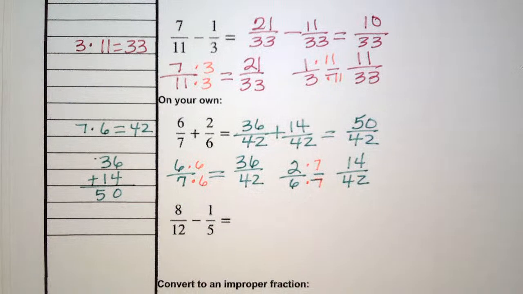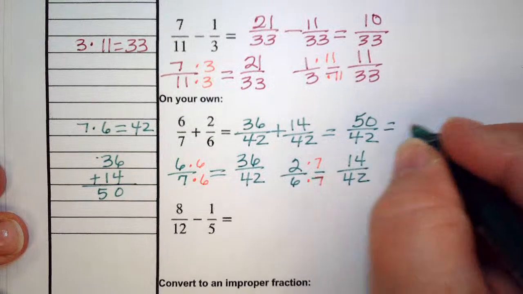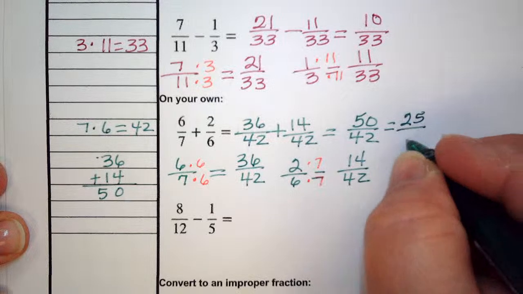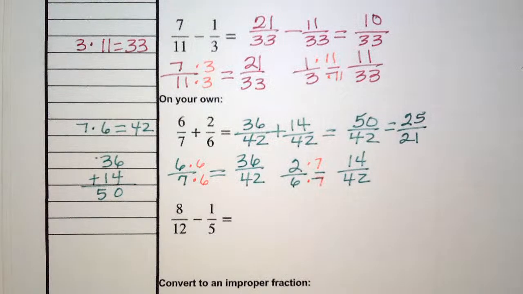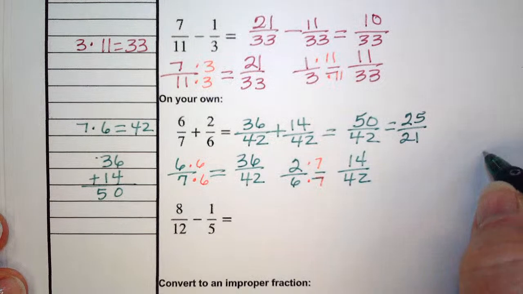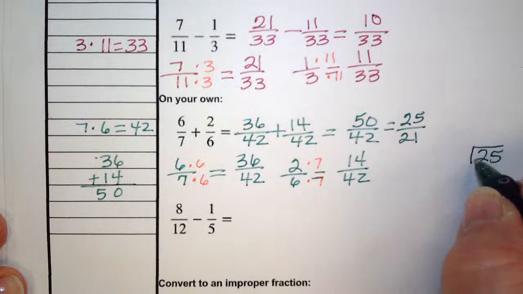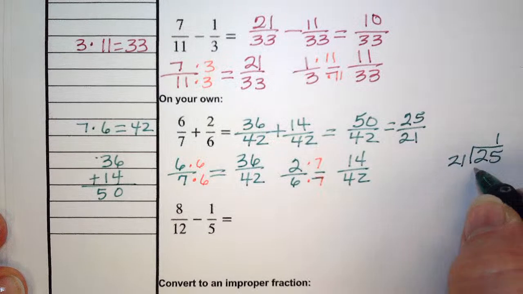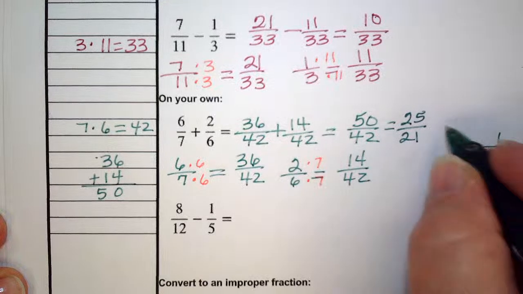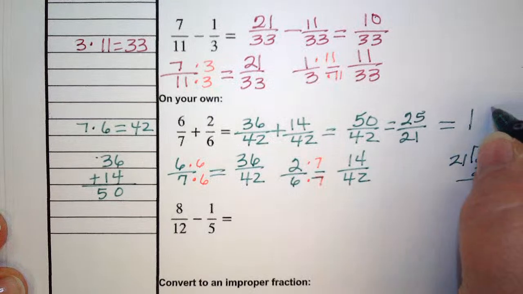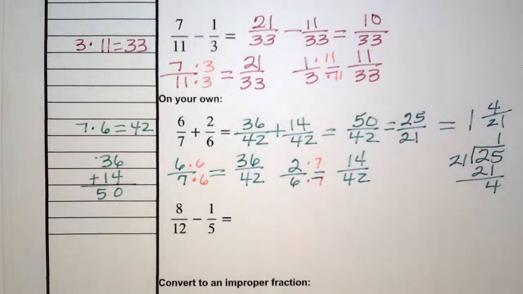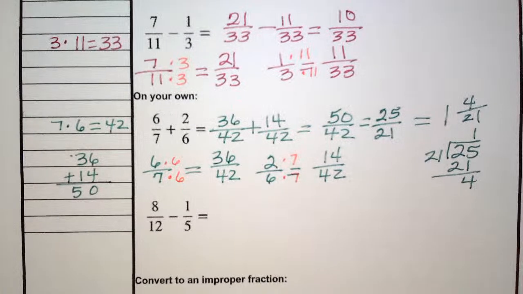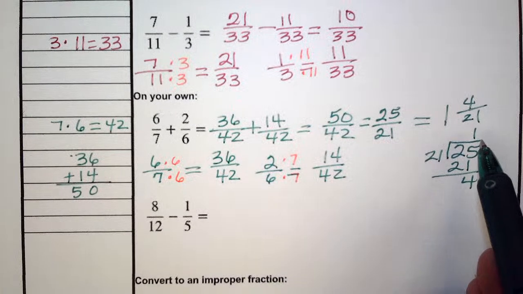Can I simplify? Both of them have a factor of 2. So this is going to be 25 over 21. Can I simplify any further? No, because there's no common factors. But 25 divided by 21 is 1 with a remainder of 4. So this is equal to 1 and 4 over 21. And if we've simplified here, we know this is also going to be simplified.